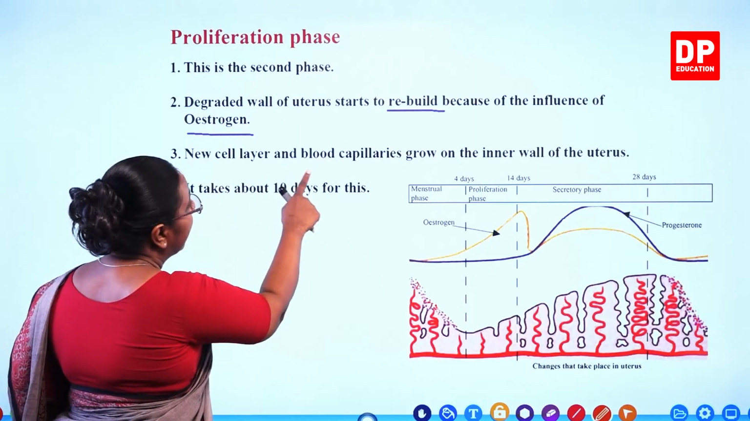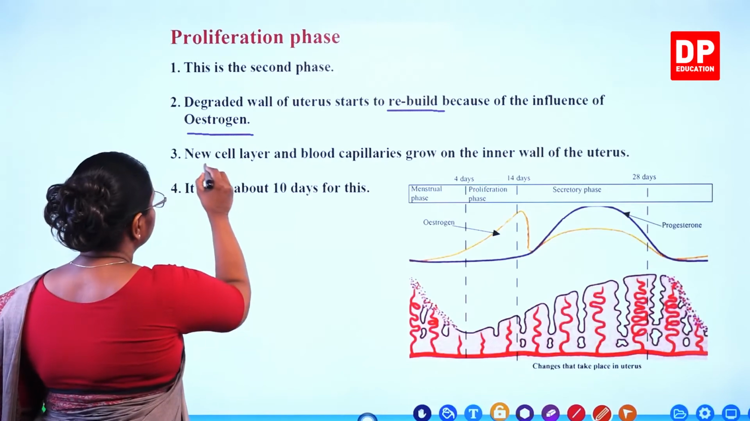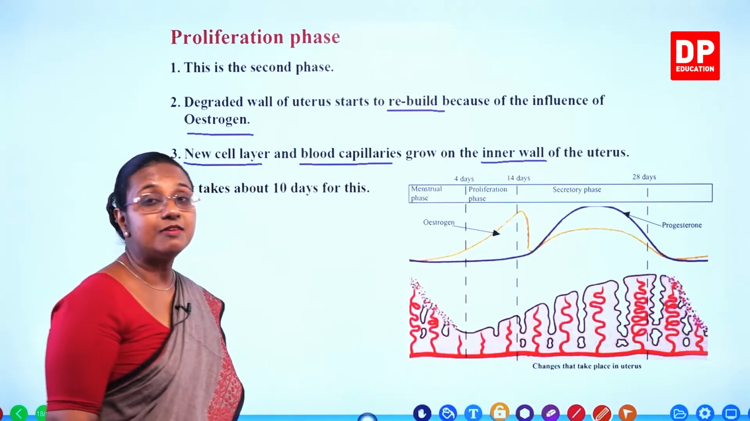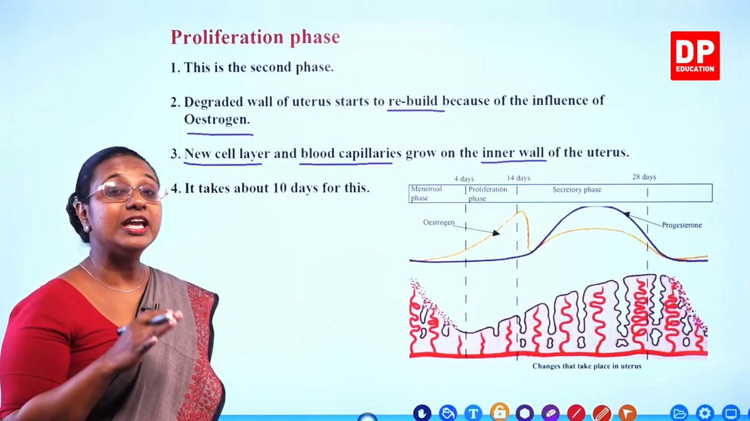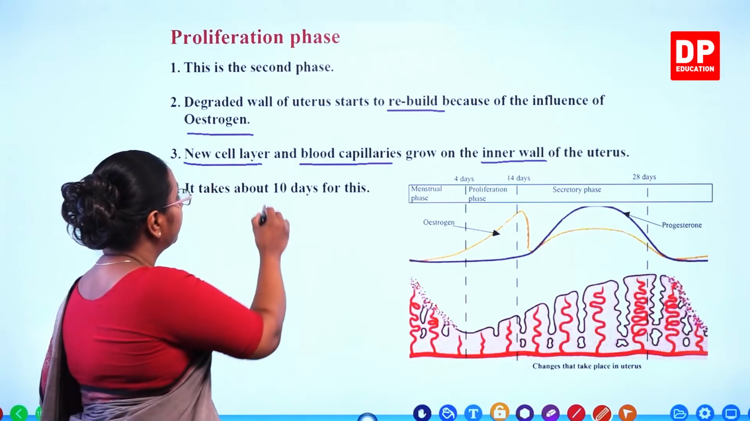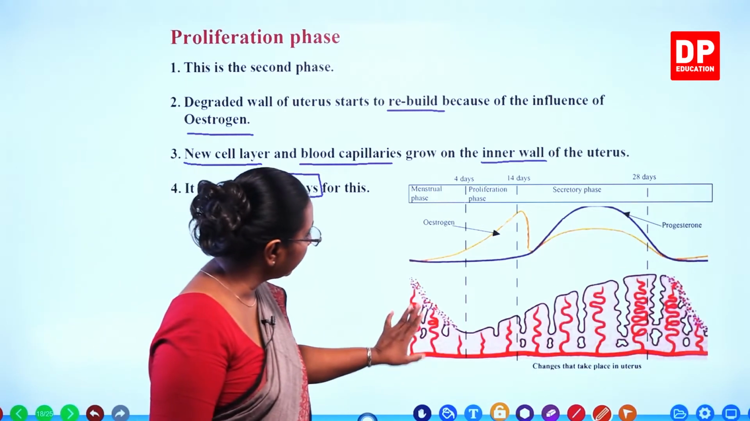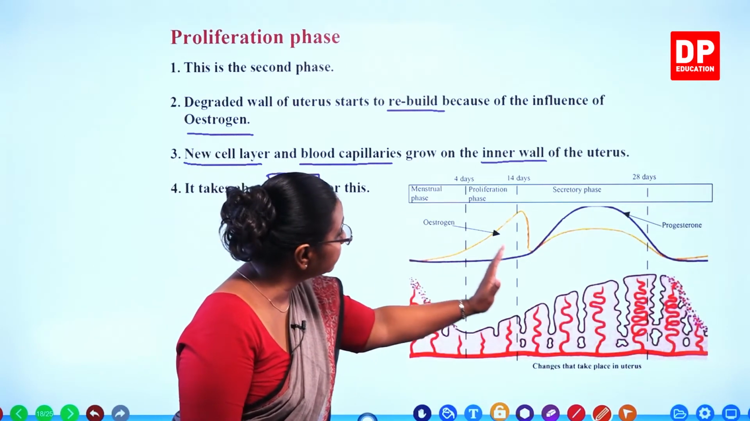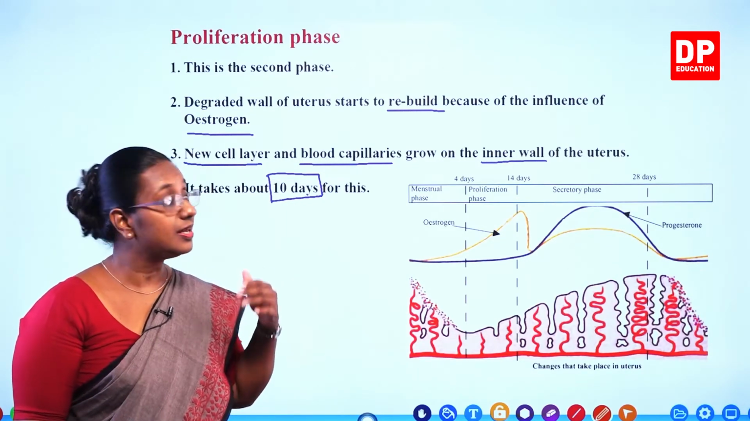New cell layer and blood capillaries grow on the inner wall of the uterus, so the embryo can get embedded or implanted in the wall of the uterus. It takes about 10 days for this process. So the first 4 days is the menstrual phase, where the menstrual flow takes place. The next 10 days is the proliferation phase, where the rebuilding of the uterus takes place.